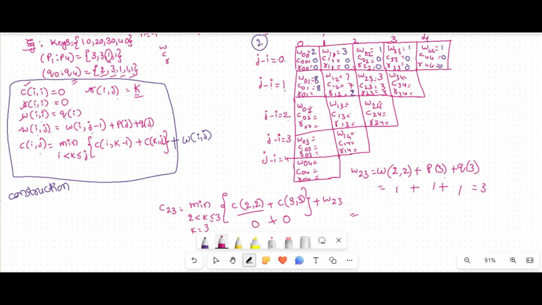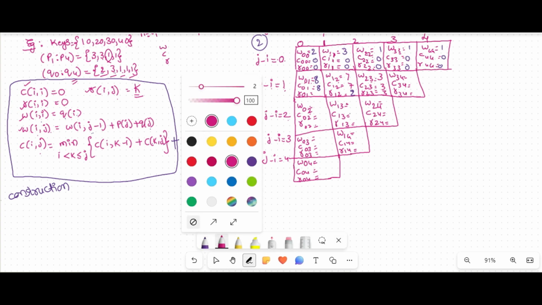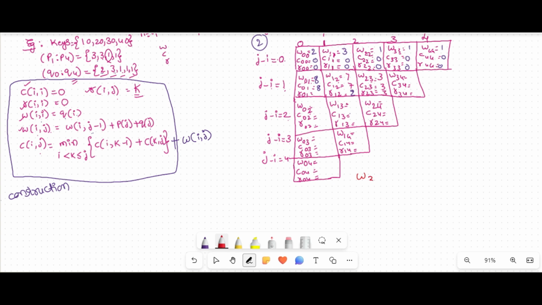Okay. So now next we have to calculate W34. Now how to calculate W34? W34 equal to, this is I and this is J. So W of I value 3, comma, J minus 1, 3, plus P of 4, plus Q of 4. J value is 4 now. W33. W33 already you have calculated 1, plus P4 1, Q4 1, which is nothing but 3. So W34 is 3.